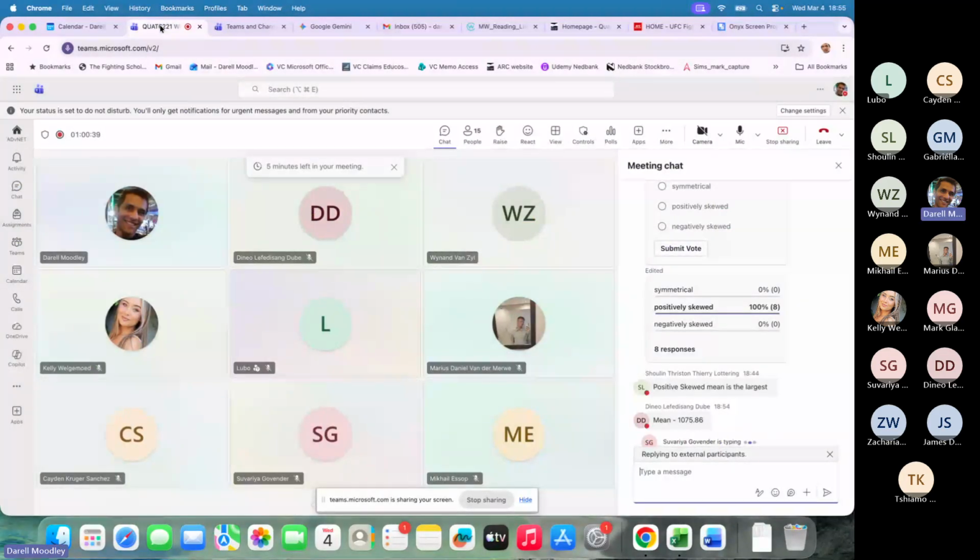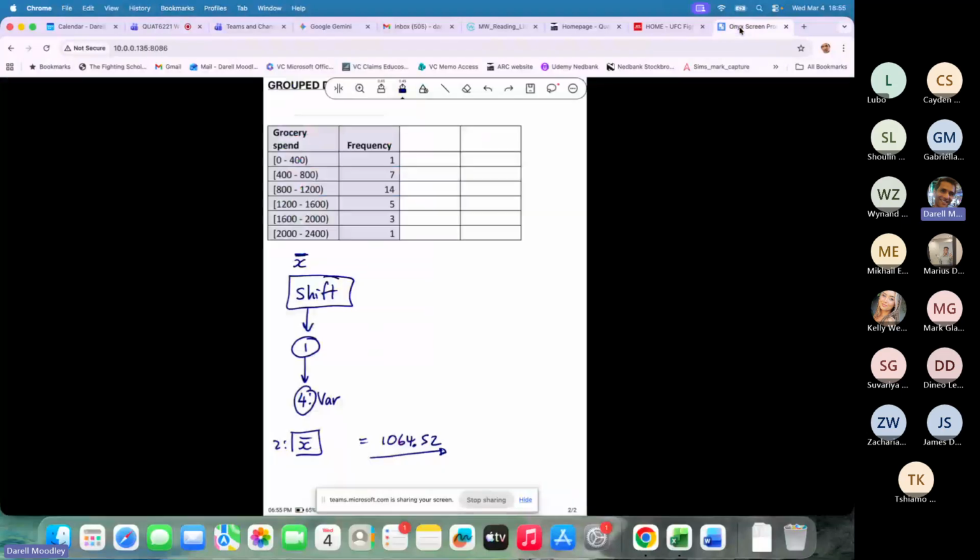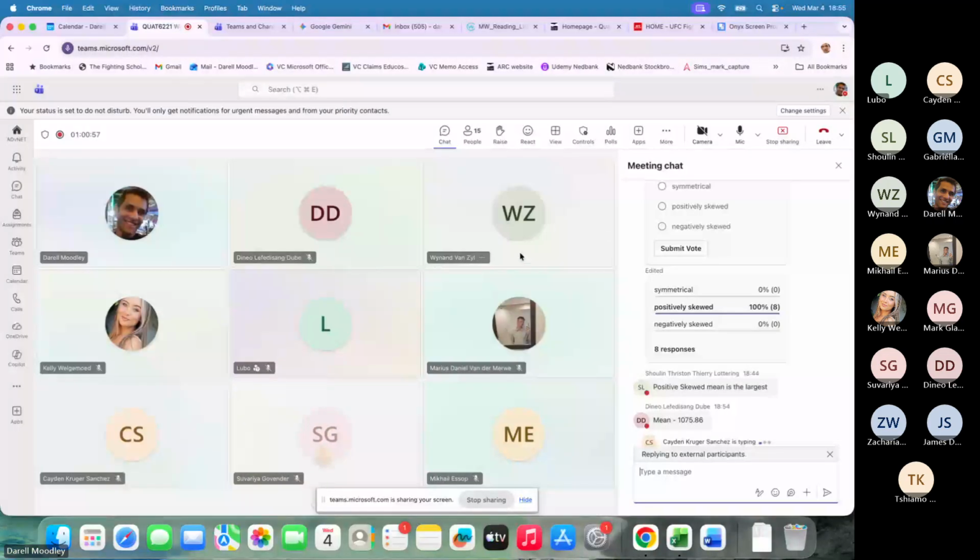Cool. Then I think you may have captured a wrong data value. Just give me a thumbs up for those that got 1064.52 as the average. Cool.